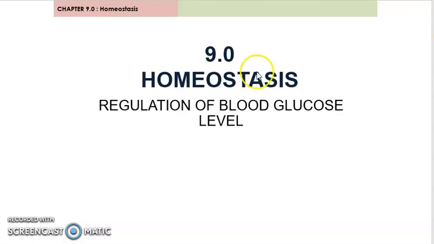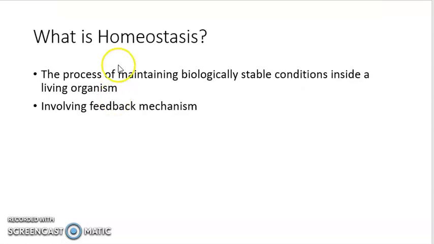So now in this video, we are going to discuss regulation of blood glucose level. How is blood glucose level regulated inside our body? You must relate it to the concept of homeostasis. So what is homeostasis? It is the process of maintaining biologically stable conditions inside a living organism that involves feedback mechanism.